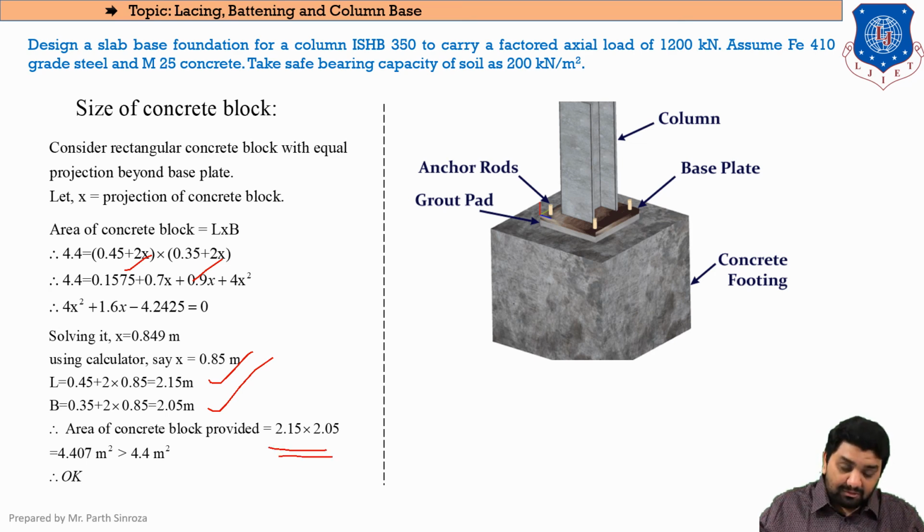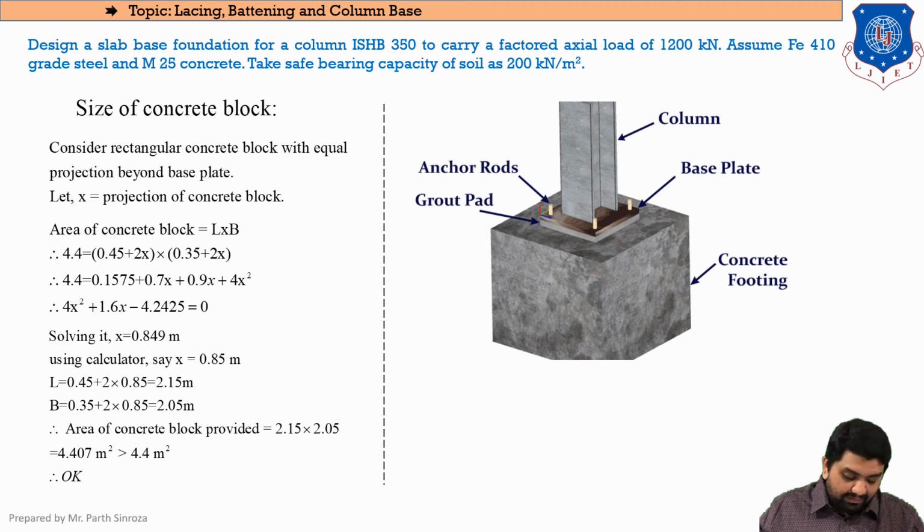So now we'll be multiplying these values. So 2.15 cross 2.05 comes out to be 4.407, and the area that was to be provided was 4.4, so this value is greater than that value. The size that we have finalized is perfect, clear? So this is how you will be finalizing the size of the member, that is the size of the foundation.